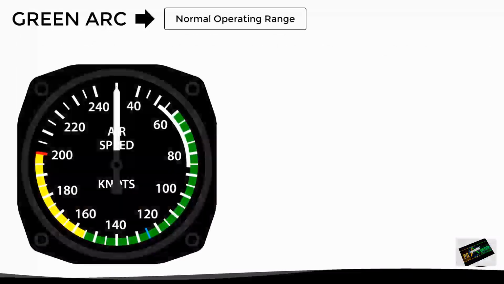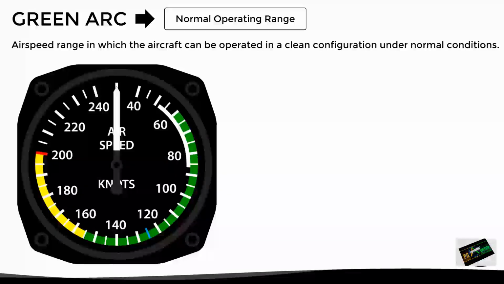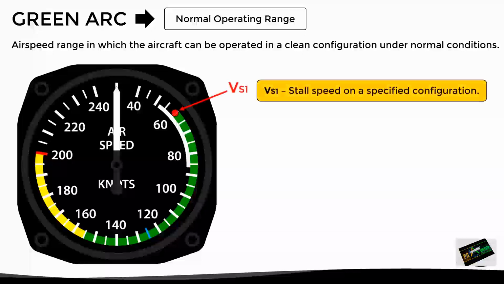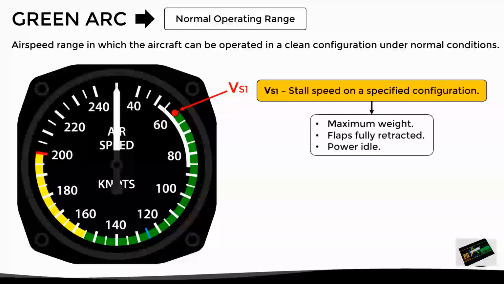Let's go now to the green arc, which represents the normal operating range. This is the speed range in which the aircraft can be operated in clean configuration under normal conditions. The term clean configuration means that the landing gear and the flaps are fully retracted. The speed at which the green arc starts is the VS1. This is the stall speed of the aircraft in a specific configuration. This configuration is determined by the manufacturer and normally corresponds to maximum certified weight, flaps fully retracted, and power idle.